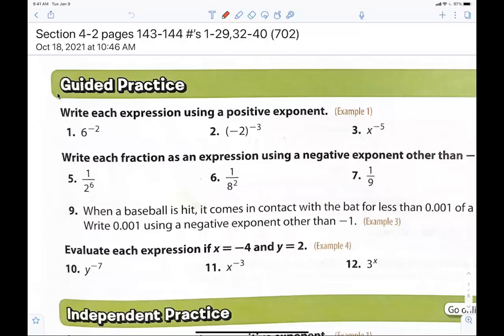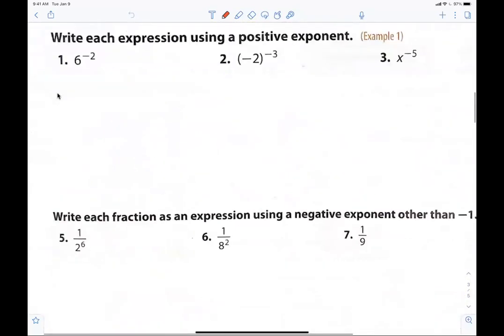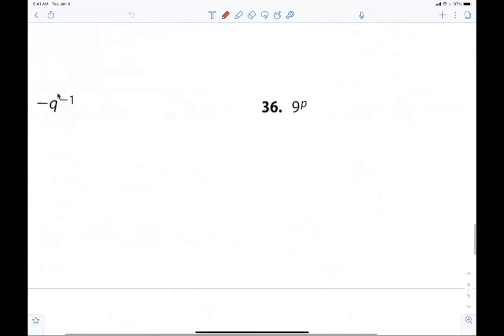Okay, now here we go. Listen carefully, please. At the top, I have all the problems that I want you to do. I have them separated, but the first thing I want you to do is I want to explain.